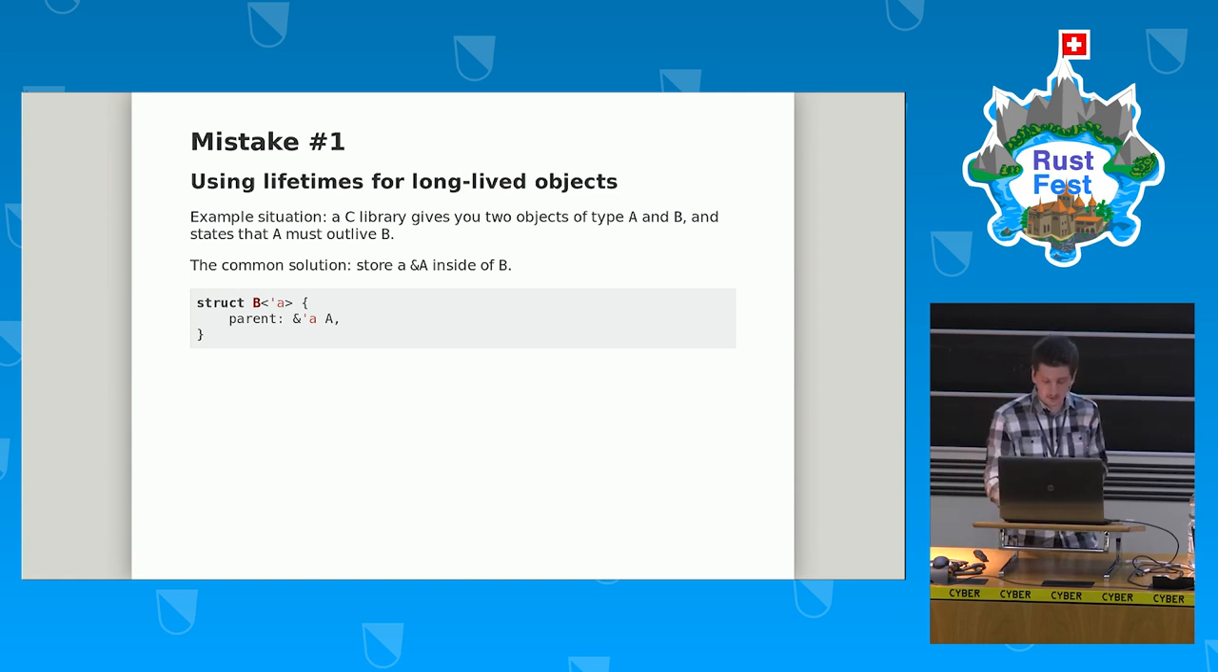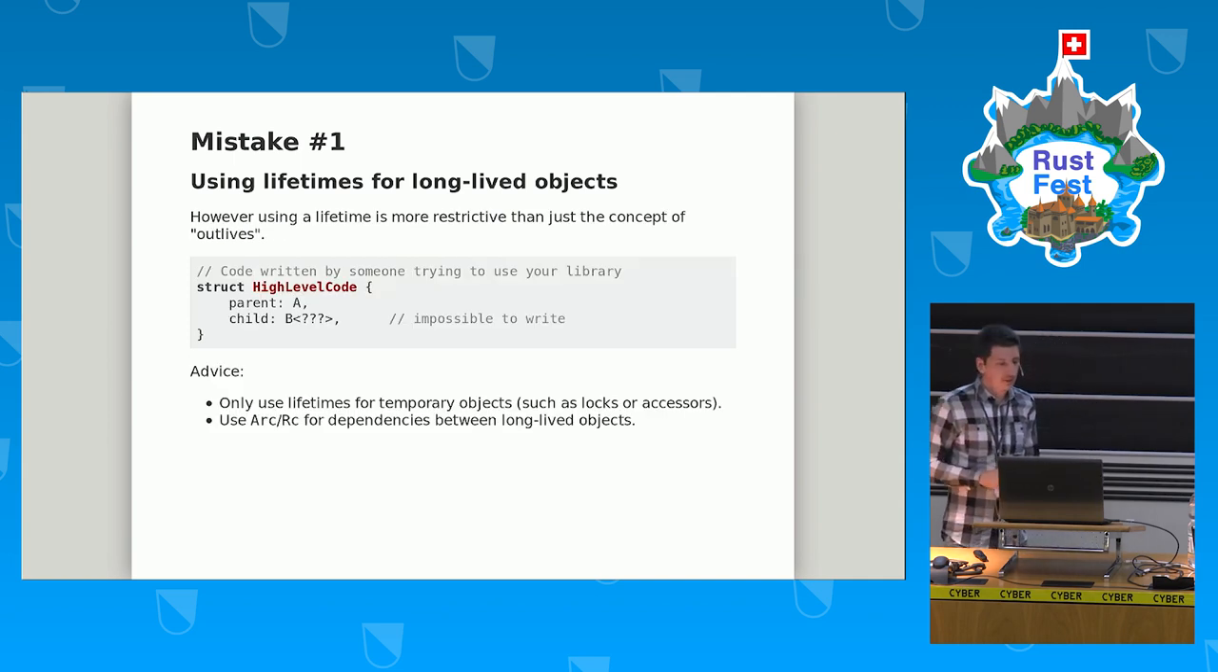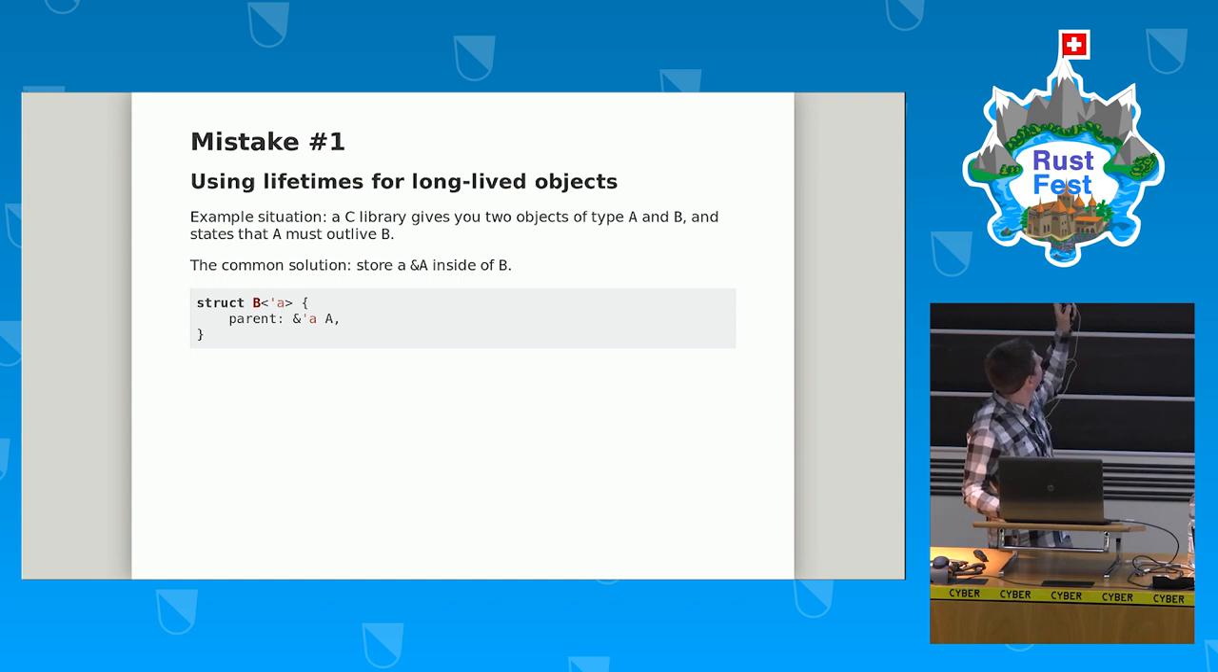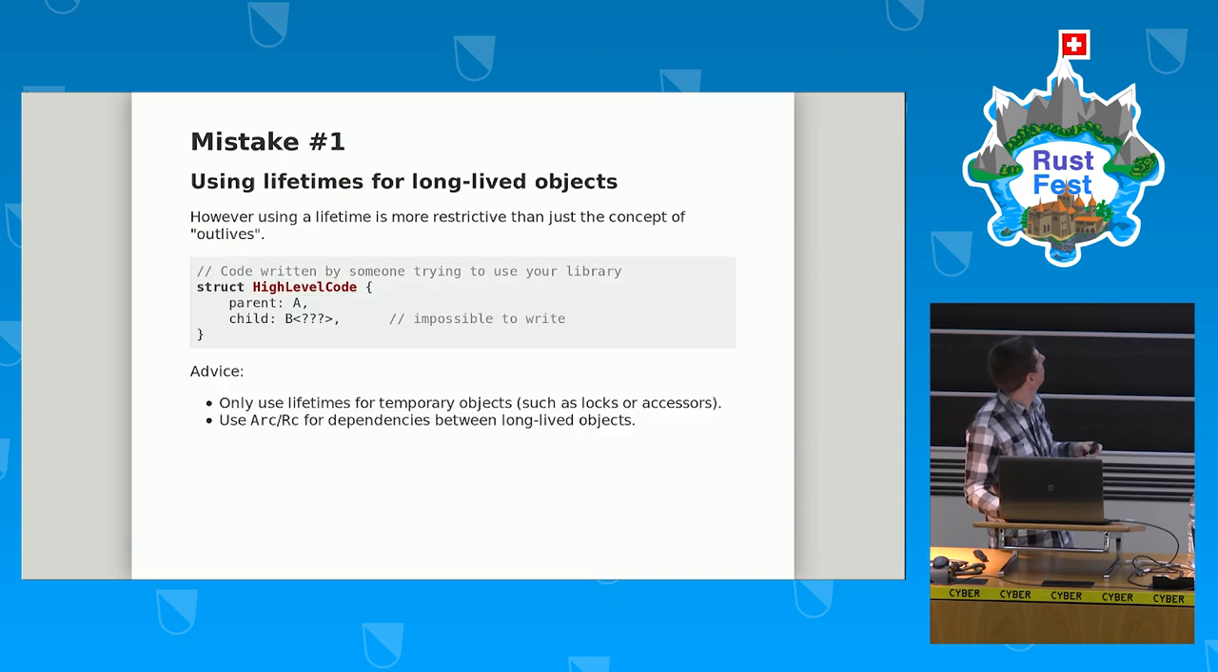By the way, we ignore the problem of leak safety because it's not the topic here. However, using a lifetime actually is more restrictive than just the concept of outlives. The C API says that A must outlive B, but a borrow is more restrictive than that. And the problem with being more restrictive than the restriction in question is that the A must not move in memory as long as it's being borrowed.